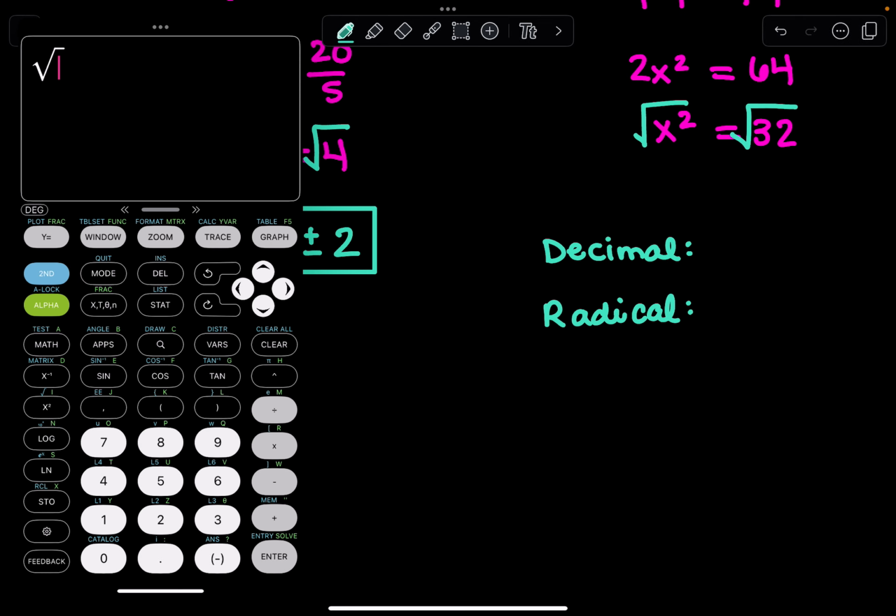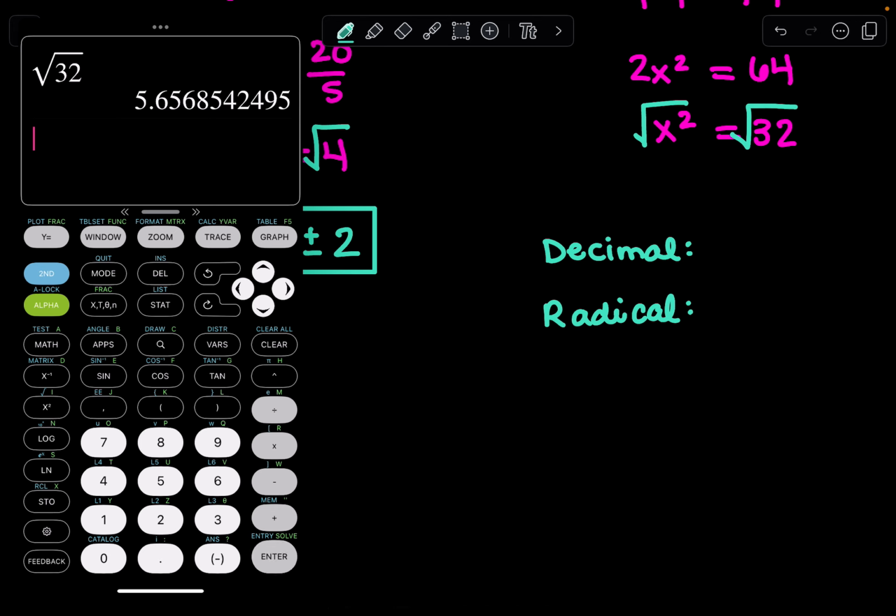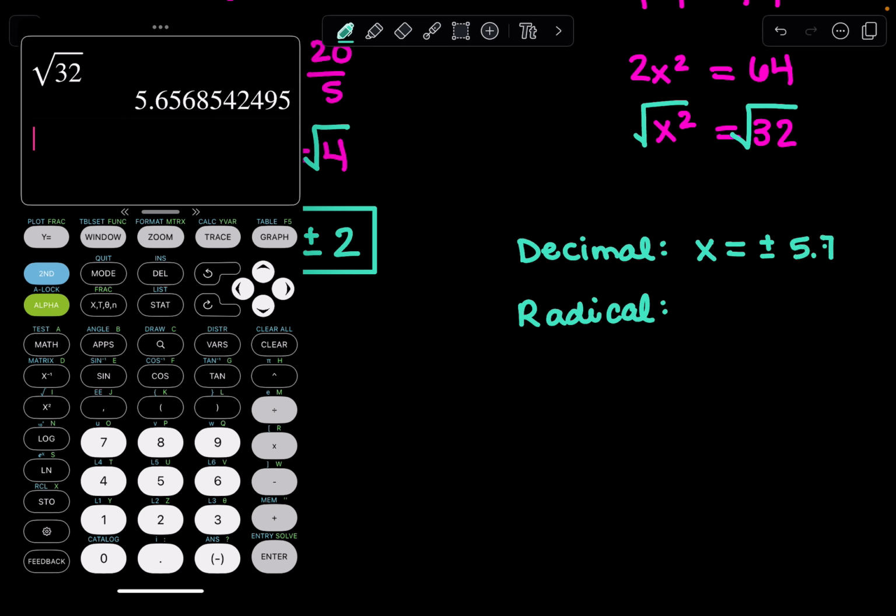I'm going to take the square root of 32, and let's just go ahead and round to the nearest tenth. So 5.65, I'm going to call that 5.7. So I'm going to say for the decimal answer, x equals plus or minus 5.7.